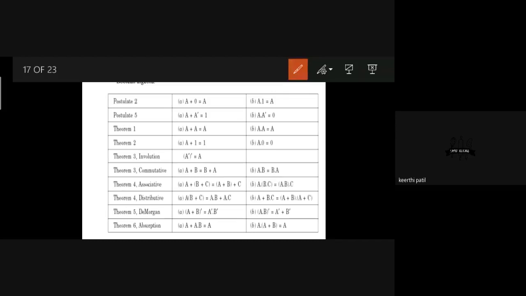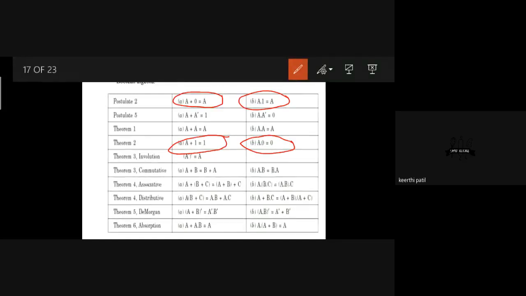First one was your annulment law, which says A dot 0 is 0, right, and A plus 1 is equal to 1. This is your annulment law. Similarly, you have A dot 1 is equal to A and A plus 0 is equal to A. So this is your identity law.